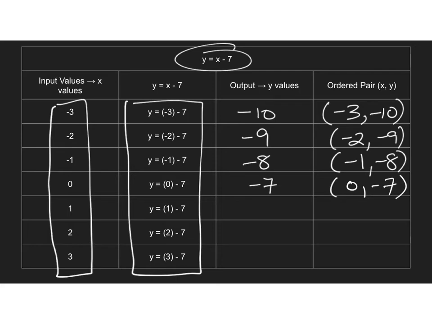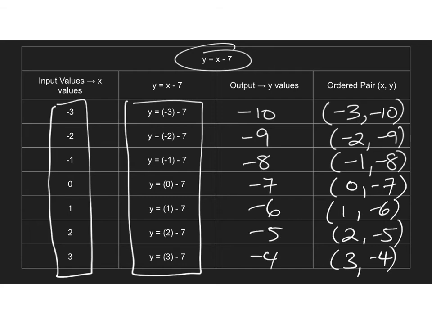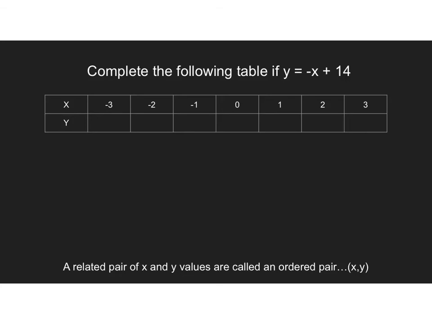So we can predict our next ordered pair is going to be 1 and negative 6. And then 2, negative 5, and 3, negative 4. And these would be negative 6, negative 5, and negative 4. You can check your math there, but once you start to see a pattern emerge in the ordered pairs, you can predict what's going to happen.